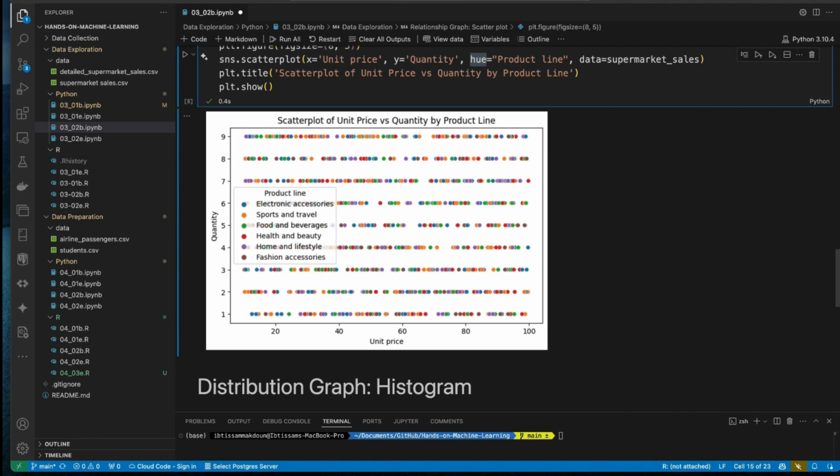The overall observations of this plot are: product lines have distinct price ranges, but there is some overlap. Quantity sold varies within each product line, with no clear correlation to unit price, and outliers suggest that there are a few products with unique characteristics that deviate from the general trends.